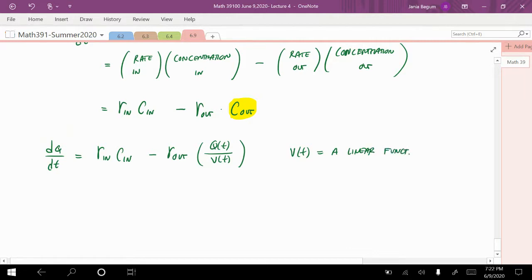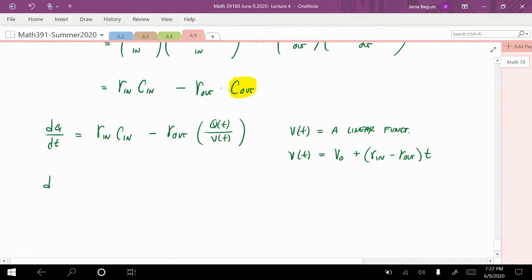So that means I can modify V of T to be some initial volume, plus the slope. Well, the slope will depend on the rate coming in, rate going out. So that's going to be R in minus R out, and it will vary along with time. So that's going to be replacing V of T.